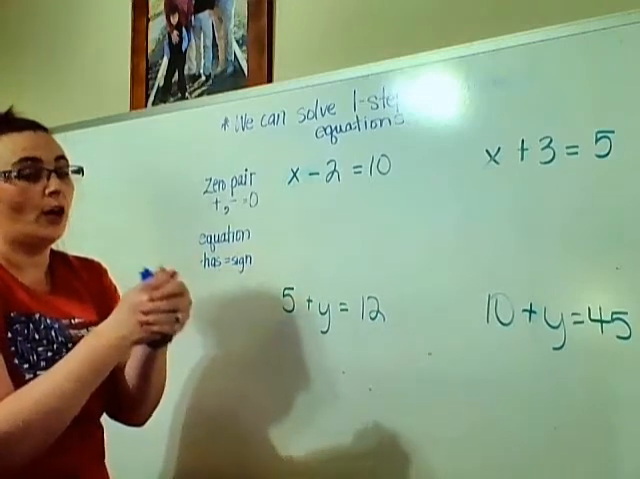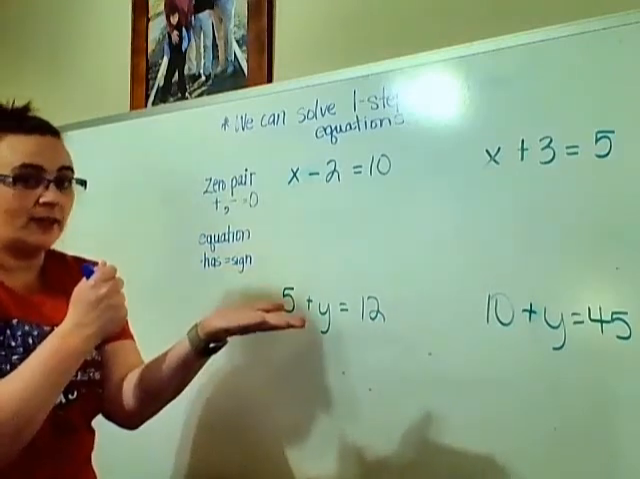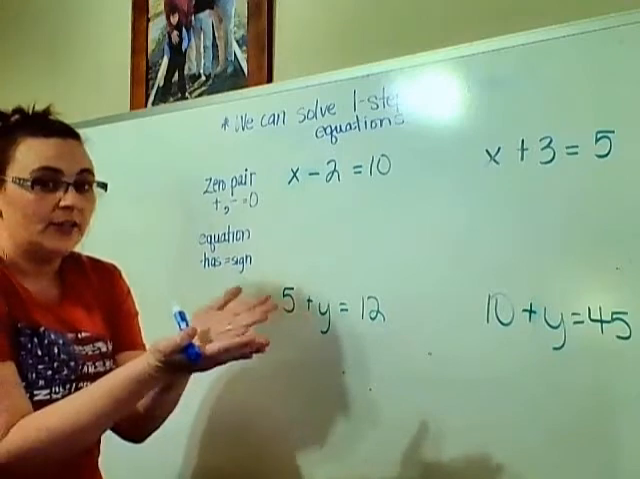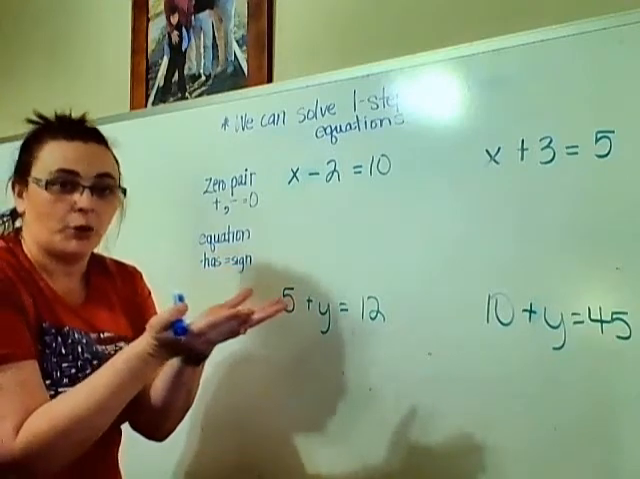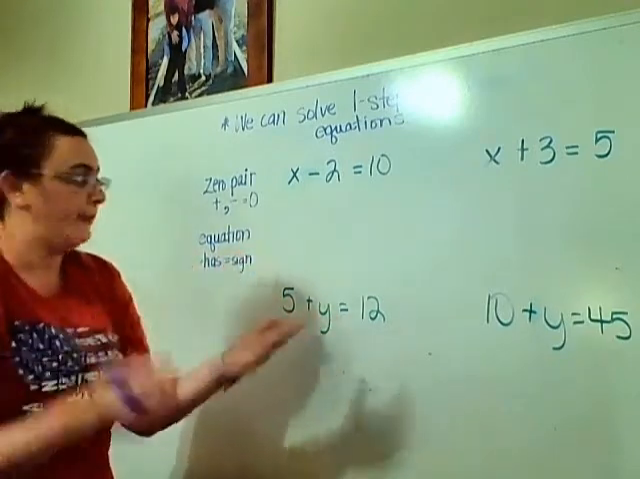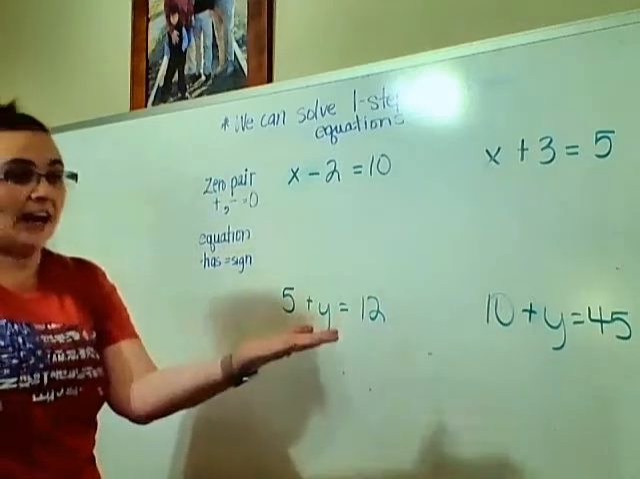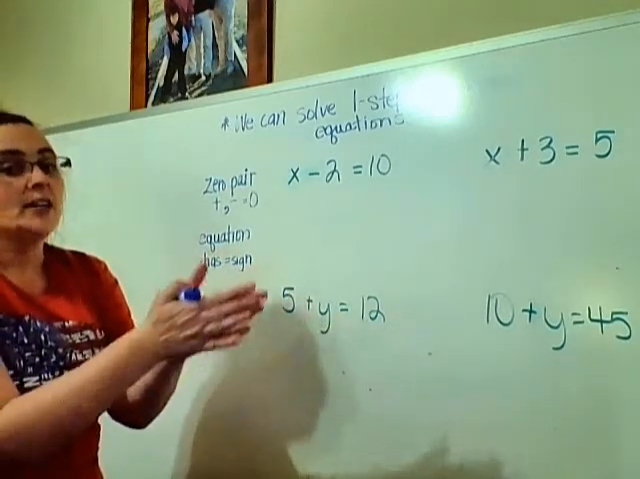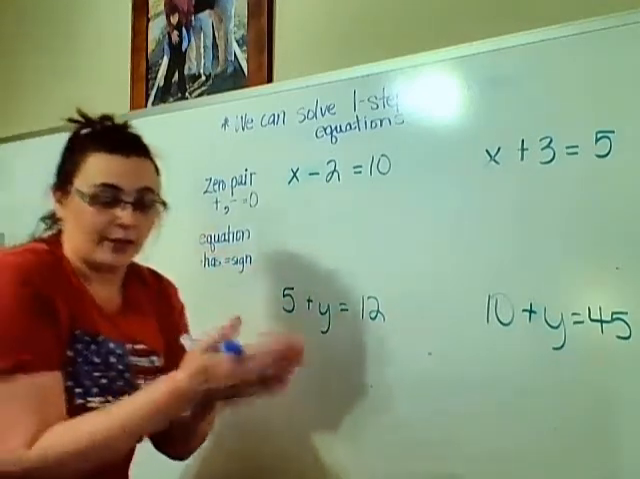Because if you are in the hole, -1 in the cafeteria, and you pay $1, your balance is now zero. You brought your balance to zero. I have a -5 and a +5, it's going to equal zero.